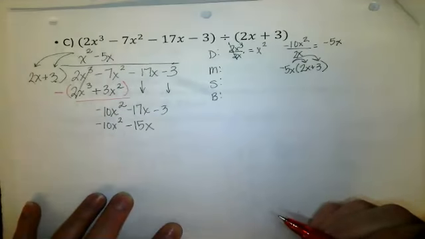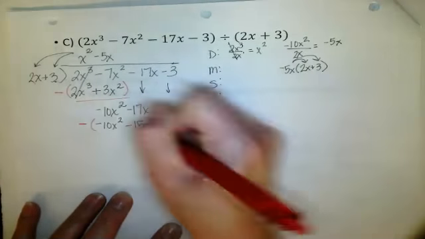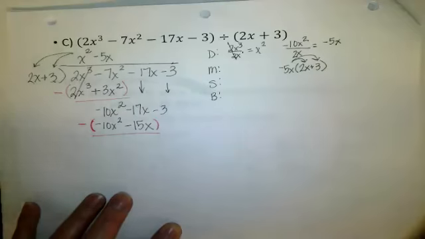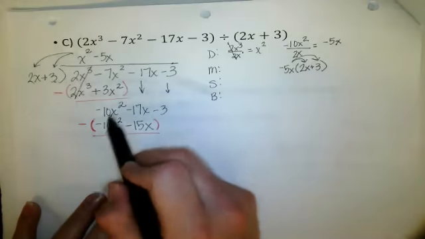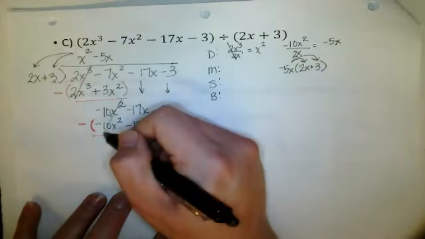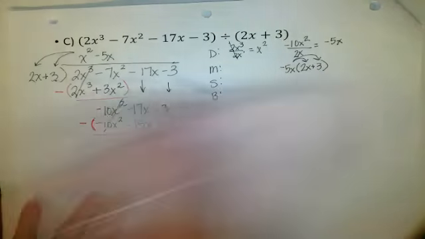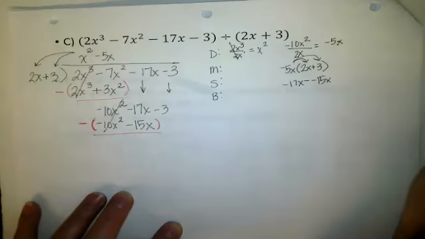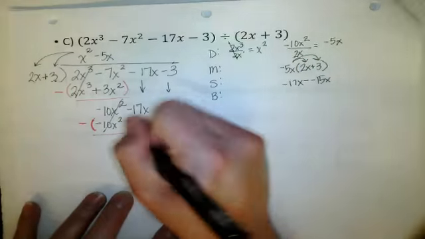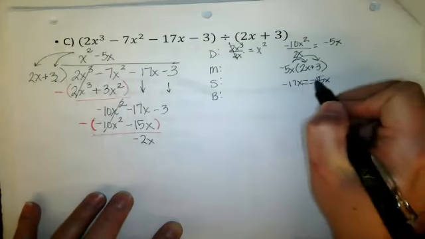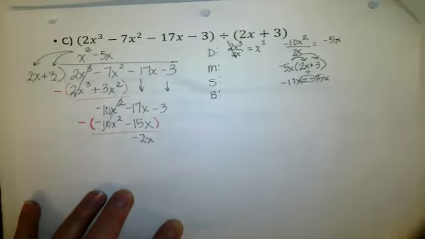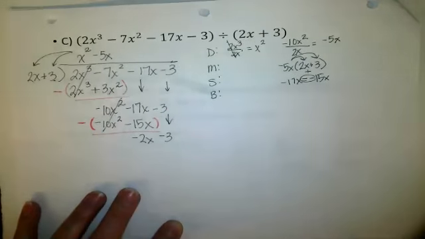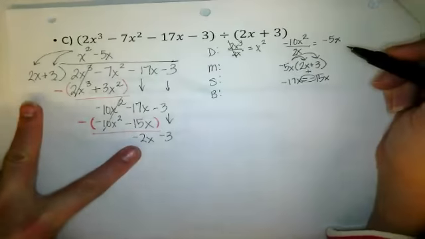What's next? Subtract everything. Big subtraction sign. You don't want to overlook that. That's where most mistakes happen. Negative 10x squared minus a negative 10x squared is 0. What is negative 17x minus the negative 15x? Yes, negative 2x. Very good. The minus a negative becomes positive. The negative number wins. All right, and then we can bring down the negative 3. And lucky you get to do it one more time. Yay.